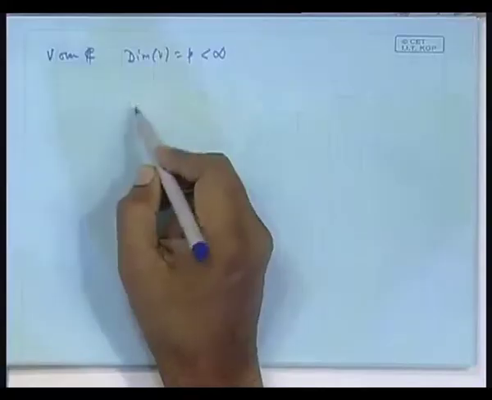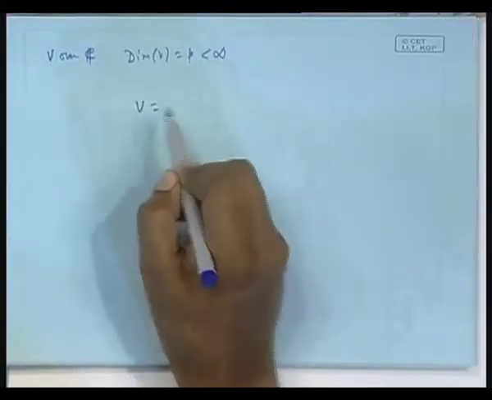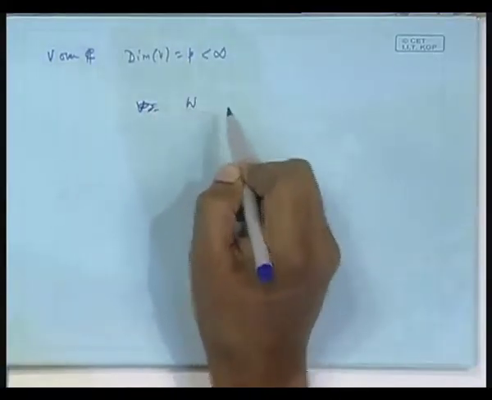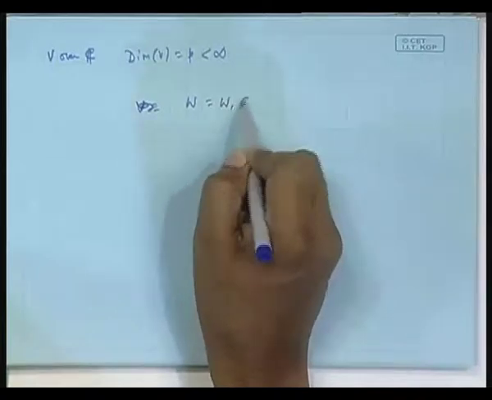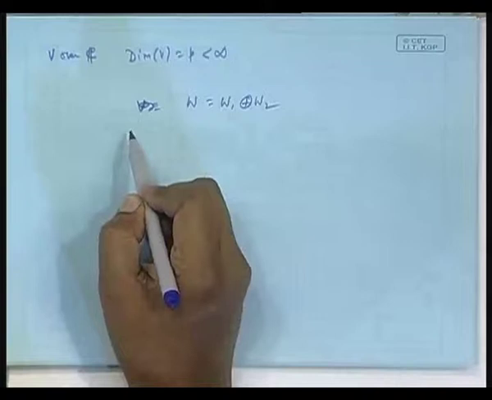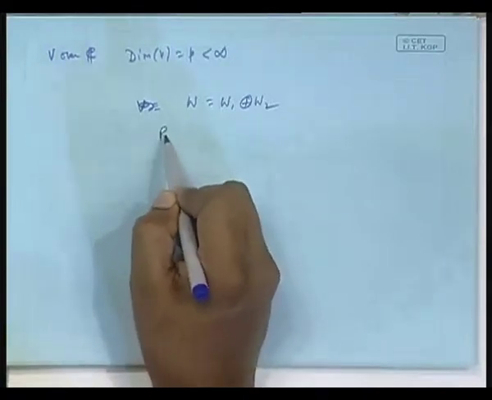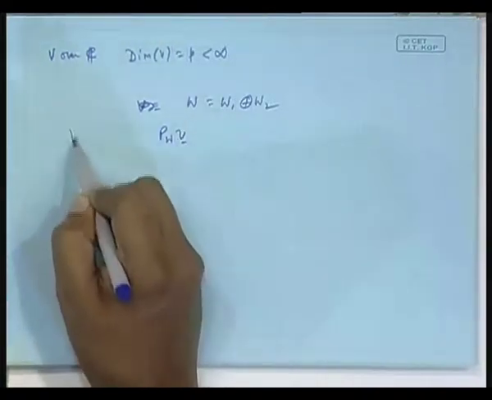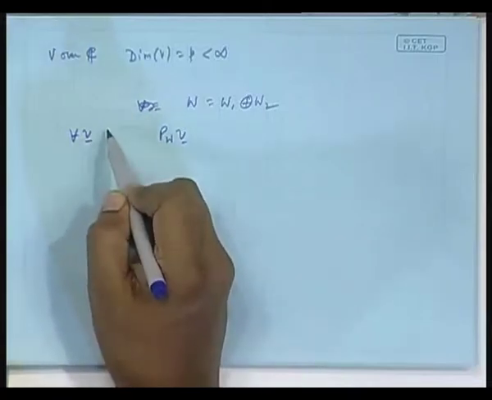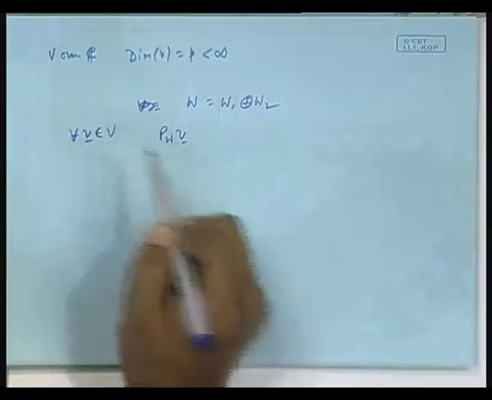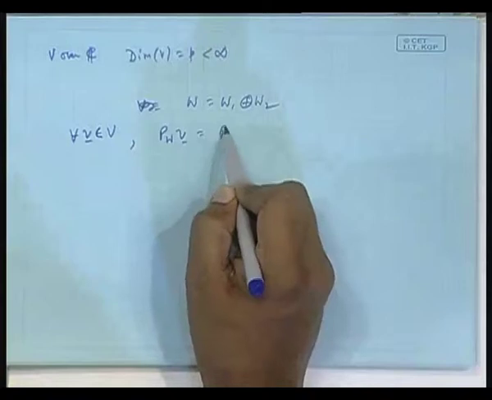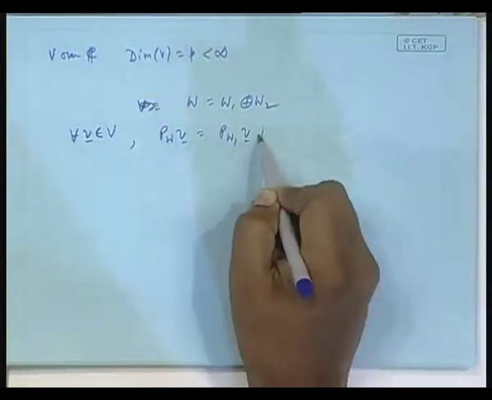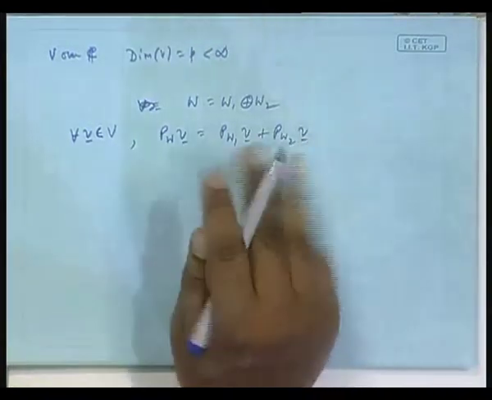Suppose W is given to be W1 direct sum W2, then show that P_W V for all V an element of the space is nothing but P_W1 V plus P_W2 V. You understand this notation, right?